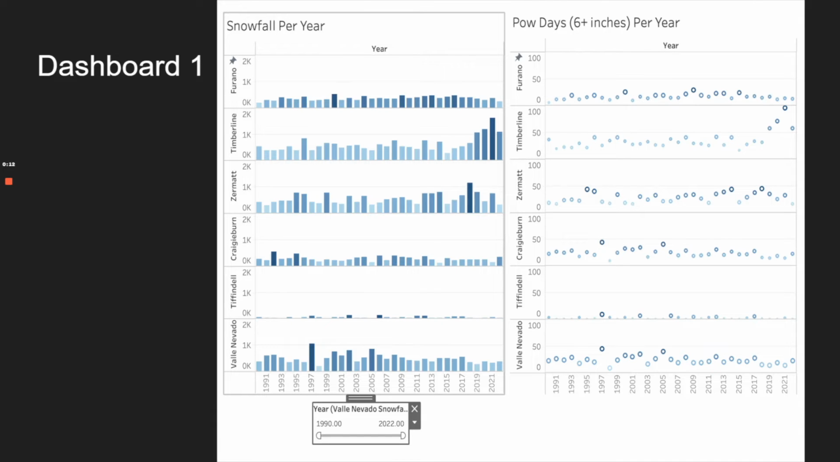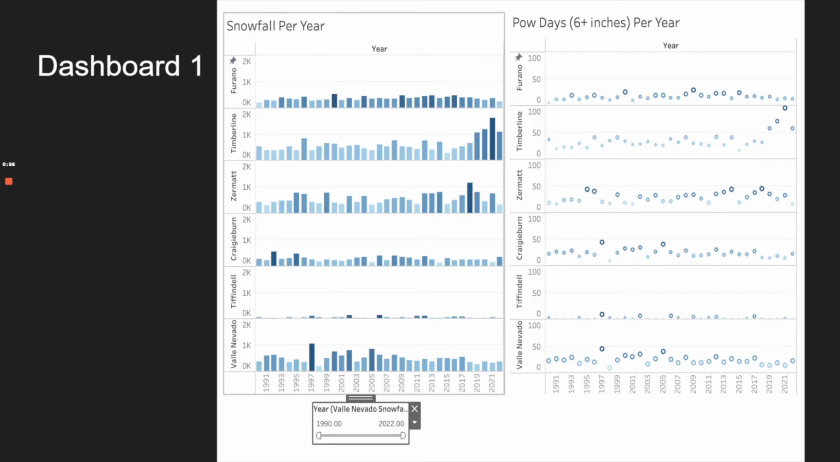On our graphs here, we have snowfall per year and POW days over 6 inches per year. So, separating the countries by northern and southern hemispheres to show snowfall trends throughout the year. Southern countries have the least amount of snowfall per year, except for Valle Nevado, with the highest snowfall in 1997. Tiffindale shows little to no snowfall throughout 1991 through 2021. Northern countries have more snowfall per year, where Timberline has the highest in 2021.